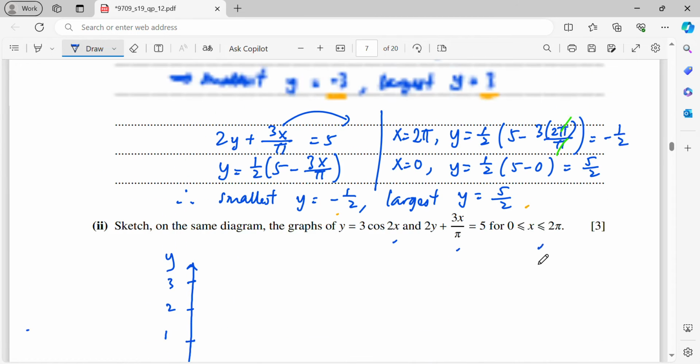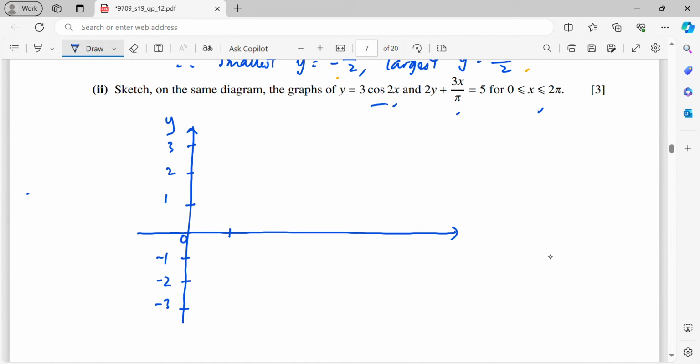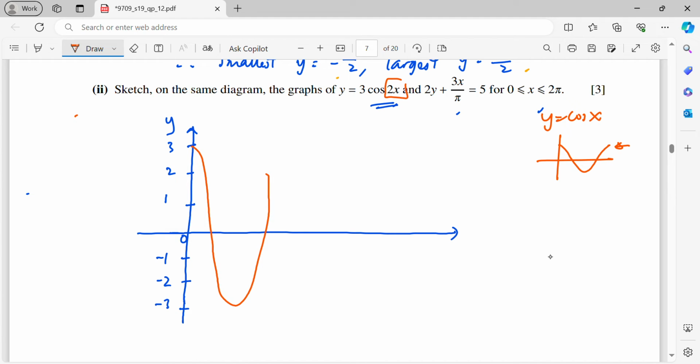Okay, now we sketch. Since it is cos 2x, just for information, if let's say you are sketching y equals cos x, it is like this, right? But since cos 2x means that you have to repeat this 2 times because that is the frequency. So what I need to do here is probably I will just sketch first. That will be easier for me to label. This is cos 1x, then cos 2x.